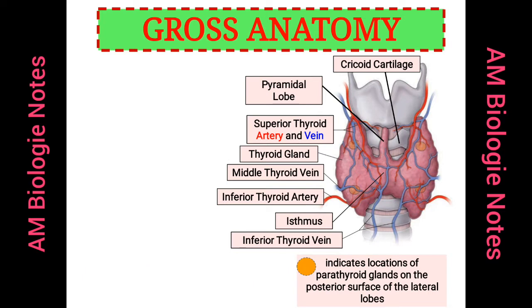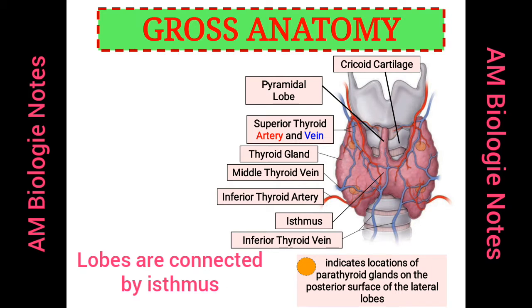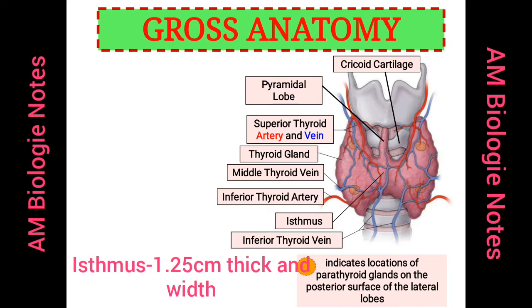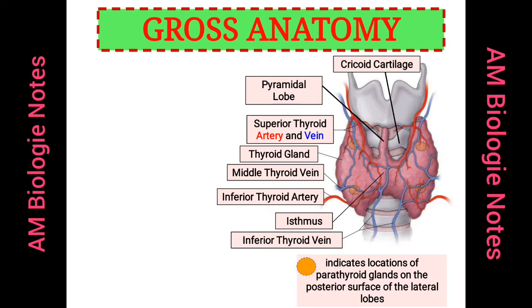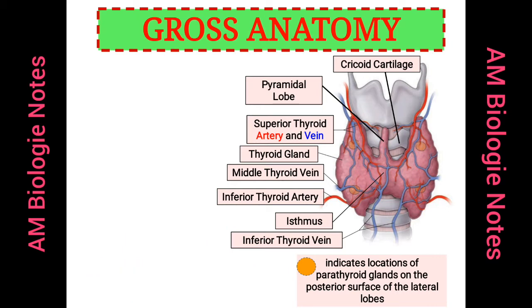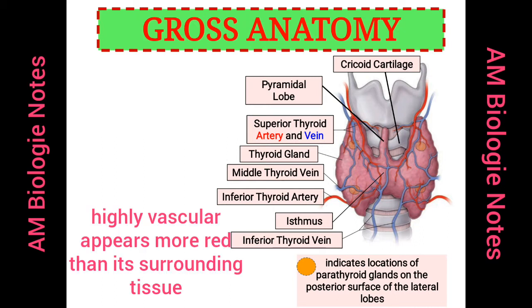The two lobes are connected by a narrow band of thyroid tissue called the isthmus. It is about 1.25 cm thick and wide. The isthmus crosses the anterior surface of the second and third tracheal cartilage. A pyramidal lobe often extends upward from the isthmus. A thin connective tissue capsule surrounds the gland. It sends trabeculae into the parenchyma that partially outline irregular lobes and lobules.